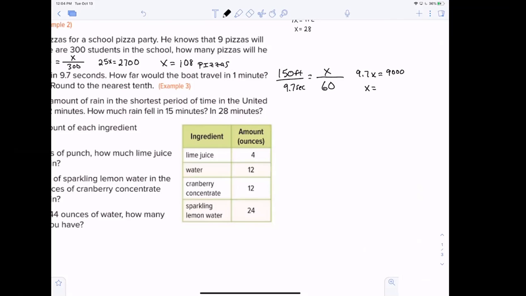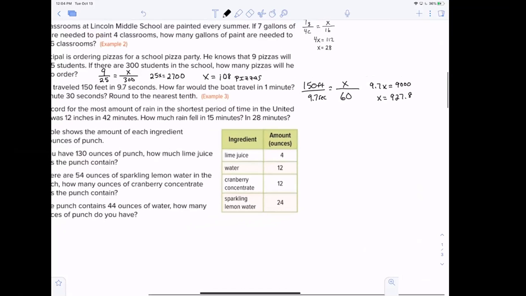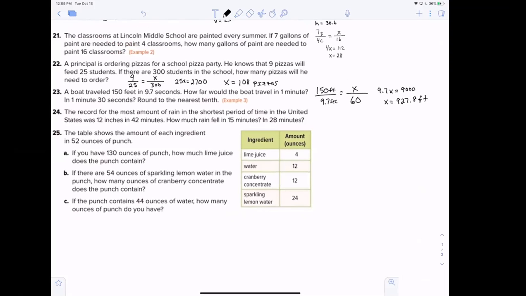What does that come out to be? 927. What number do I round it to? The tenth. 927.8 what, though? Feet. Do you agree with me? Yeah, feet. So you travel about 927.8 feet after 1 minute. In 1 minute and 30 seconds. So what's 1 minute and 30 seconds, though? Do we do it again?